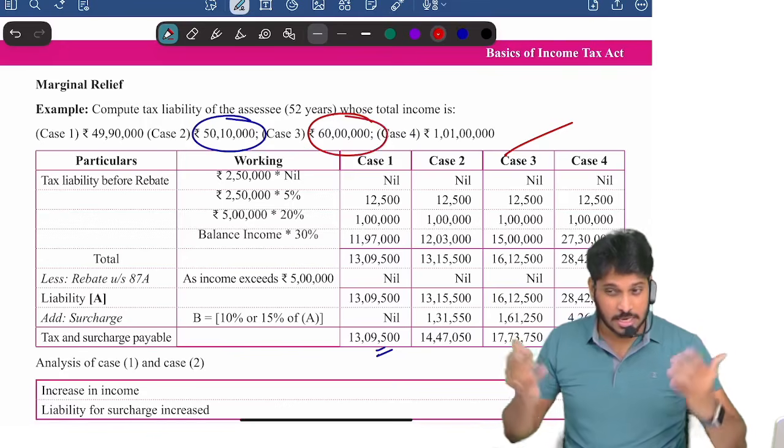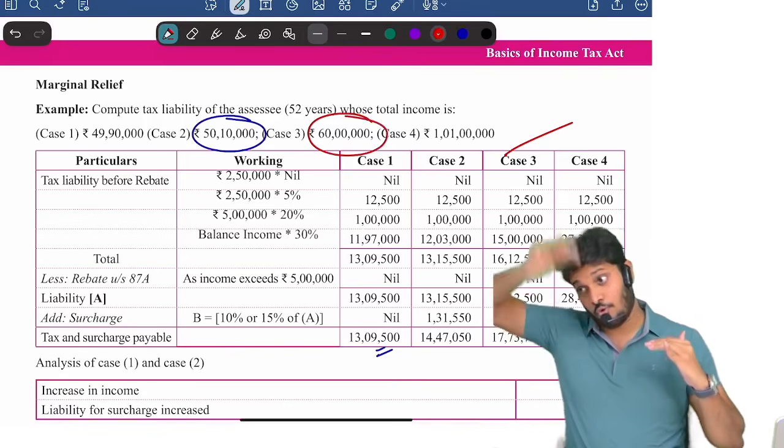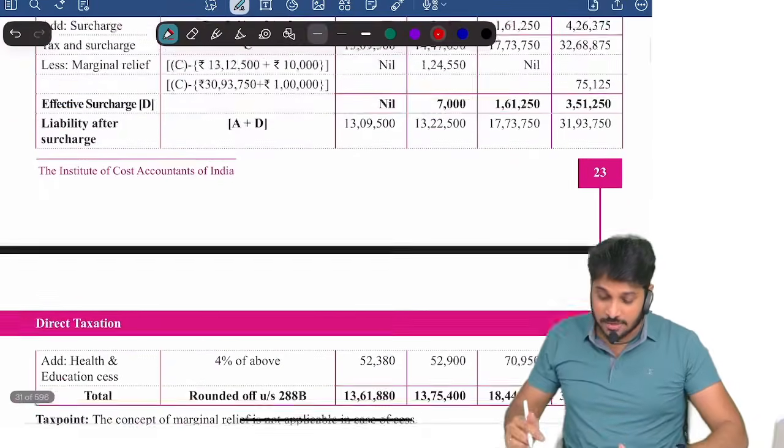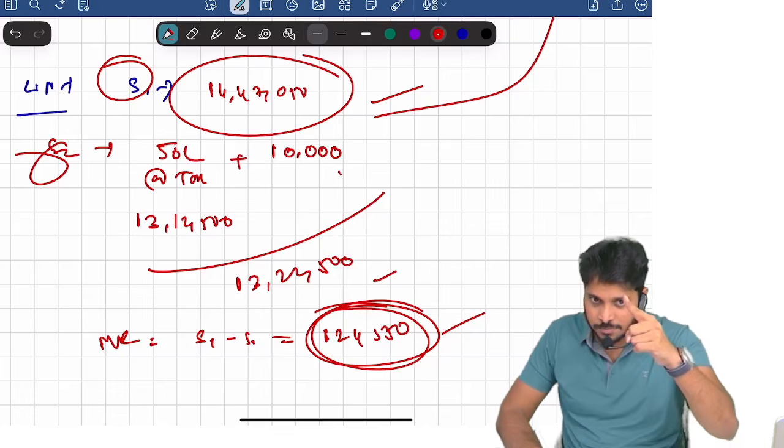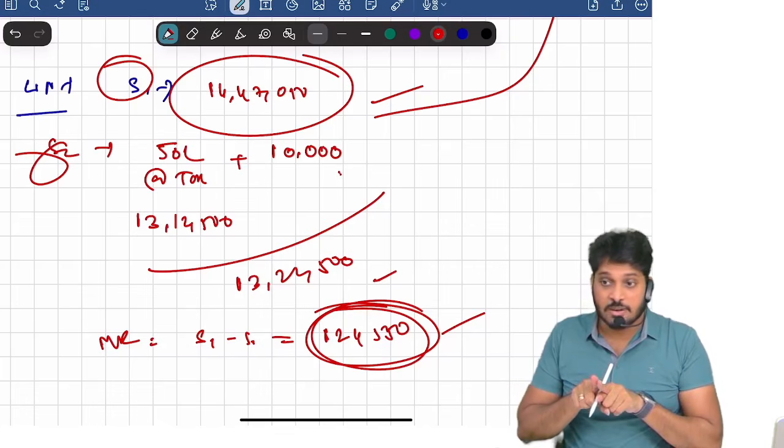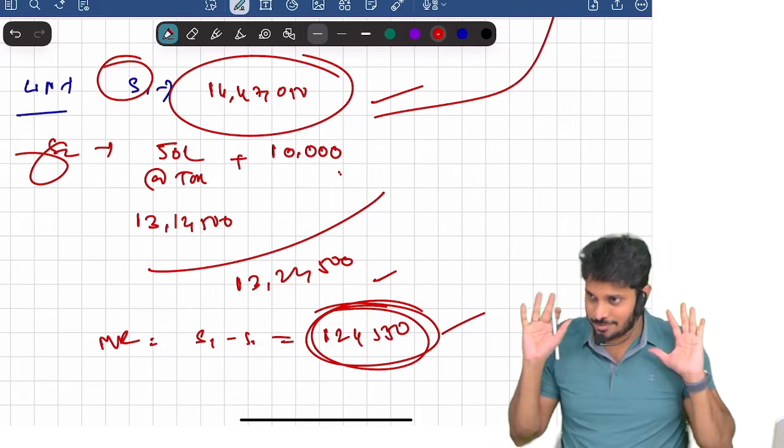60 lakhs. Here relief will not come, because income is so big. In other words, if you apply the same steps, here negative will come. If negative is there, relief can never be negative. So we will ignore it. If negative comes, ignore it.